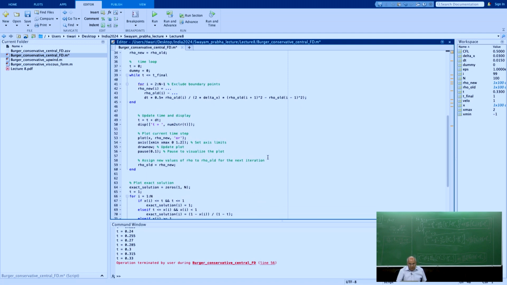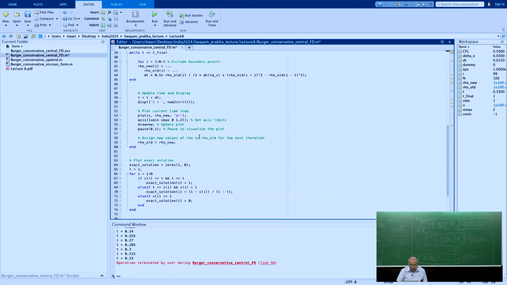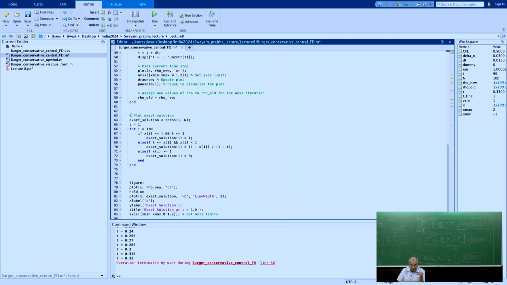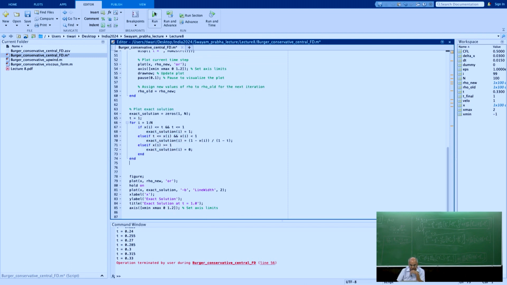Nothing else. And then after that I update my time from t to t plus delta t, and then I plot the solution at every time step, and then I redefine my old value as the new value. So I just overwrite my old value with the new value, and then I do the iteration until my time integration ends. Finally I plot the exact solution of the Burgers equation. Since in the earlier lecture we derived the exact solution, we want to match the numerical solution with the exact solution. So let us see what will happen.